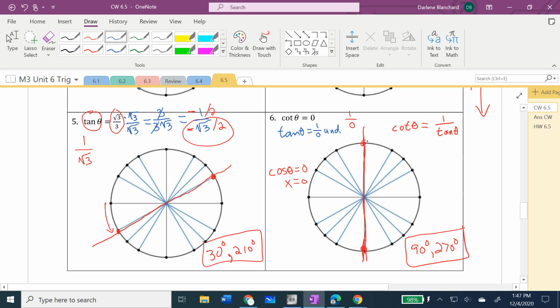And what I find to be easiest is if for secant, cosecant, and cotangent, if for those functions I turn them into their reciprocal, I only have to know how to deal with 3 functions instead of 6. And that saves me a lot.